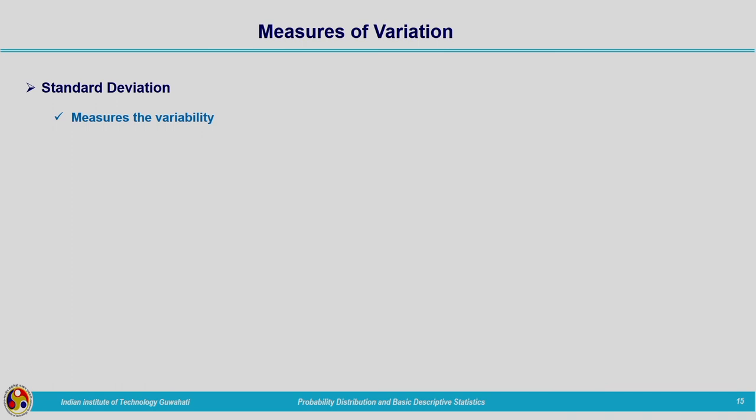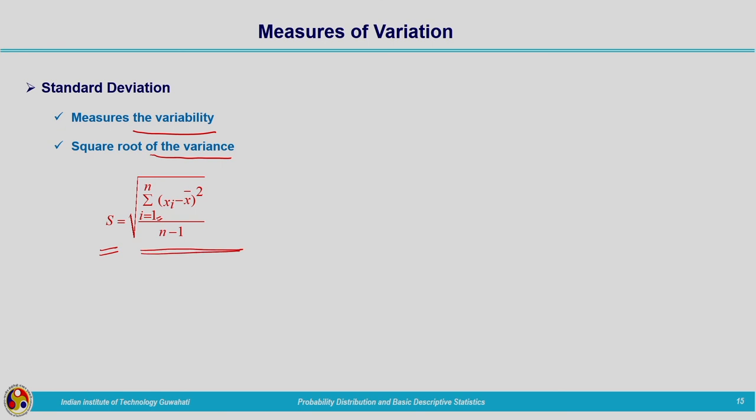Standard deviation measures the variability. As in the case of variance, this also represents the dispersion, but here we consider the square root of the variance. So the standard deviation corresponding to the sample, represented by S, is nothing but the square root of sigma i equals 1 to n, (xi minus x bar) whole square, divided by n minus 1. In a similar way, we can write the standard deviation for the population also. This is also known as a shape parameter of a probability density function.